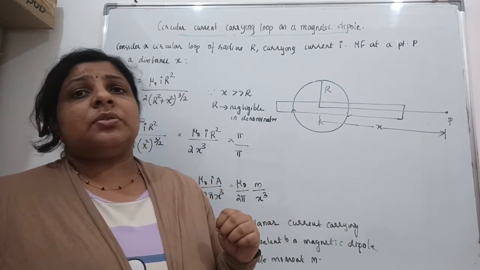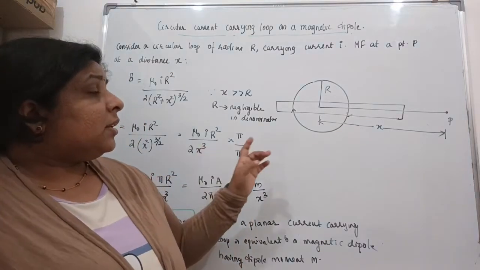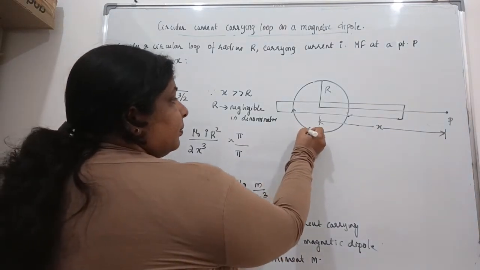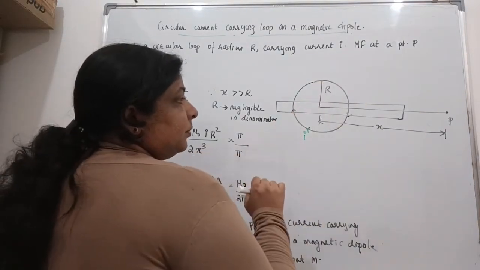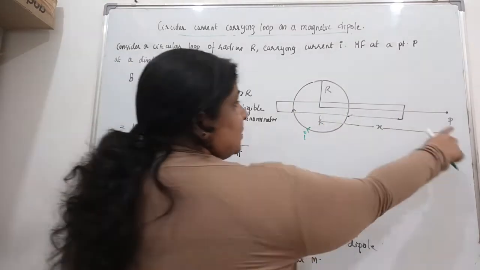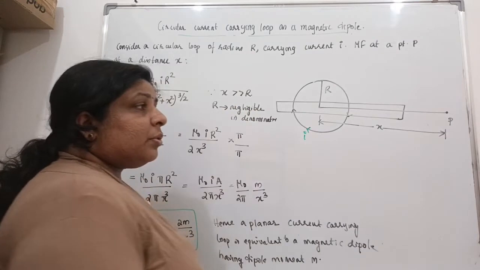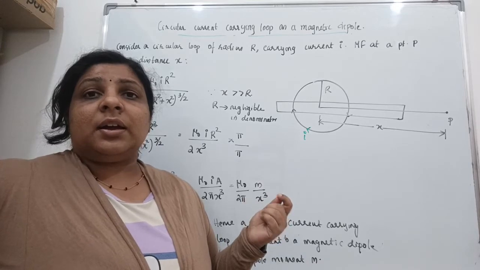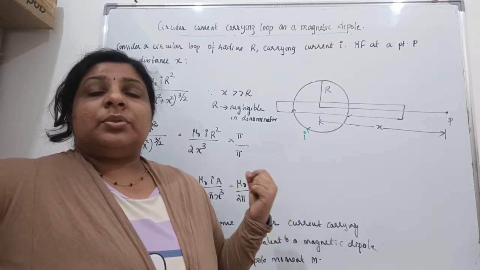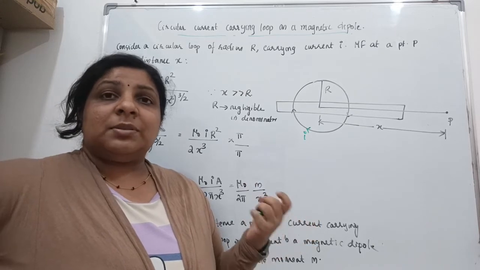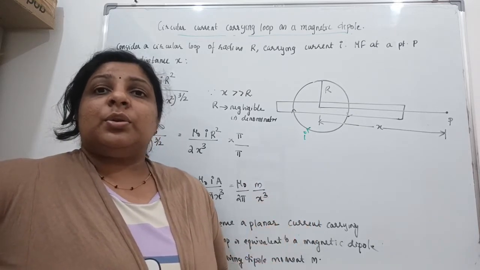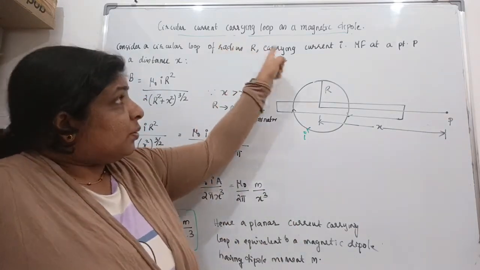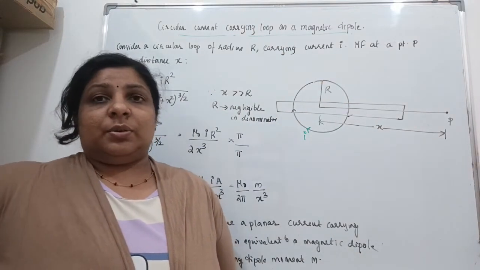So here what we are going to see is, we have a current carrying circular loop. This circular loop is carrying a current I of radius r. Okay, and we have a point P which is at a distance x. So we will consider certain parameters, and we will find that the magnetic field due to this current carrying wire will be similar to the magnetic field due to a magnetic dipole. Hence we will see that the current carrying loop is behaving like a magnetic dipole.